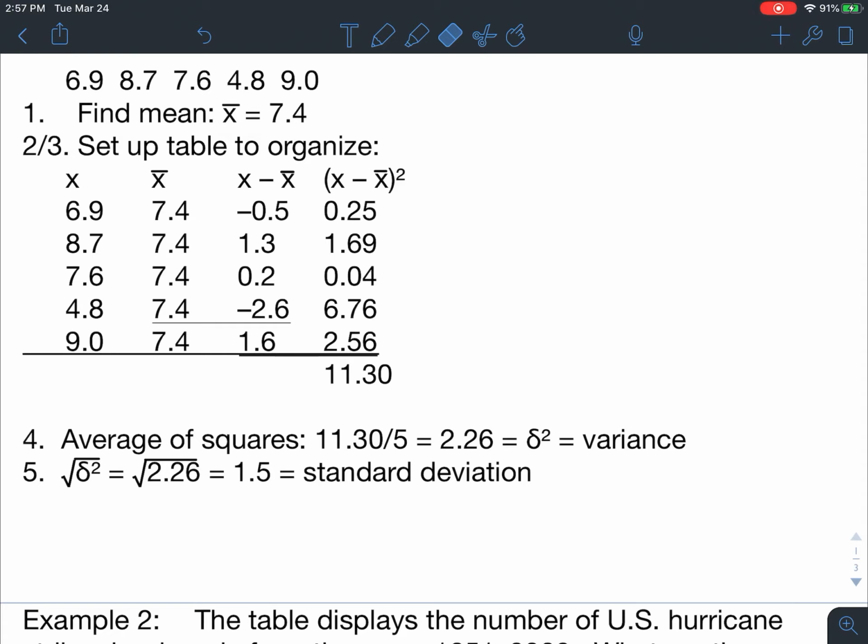So if it's a small standard deviation, then the numbers don't vary that much. But if the standard deviation is large, then there could be great gaps in the data values. So that's how you find it by hand.